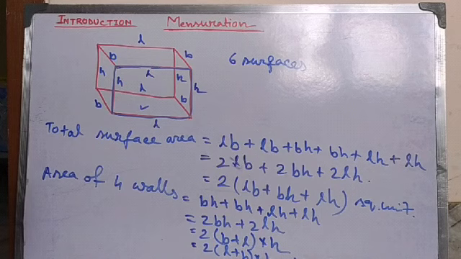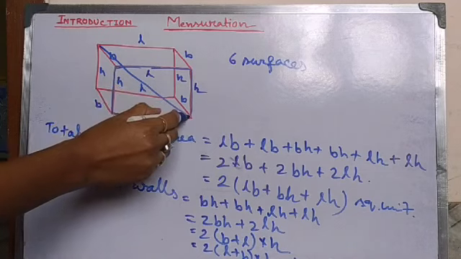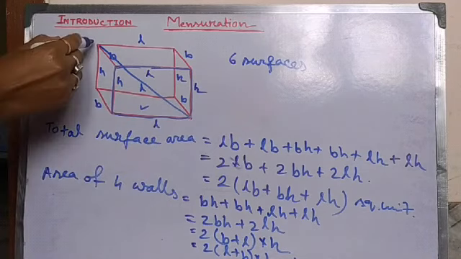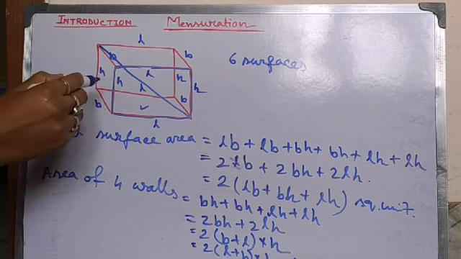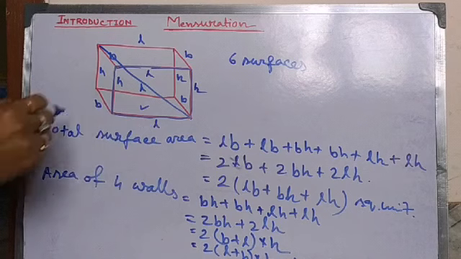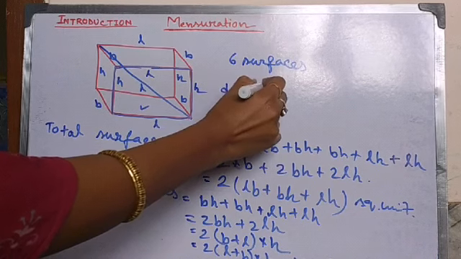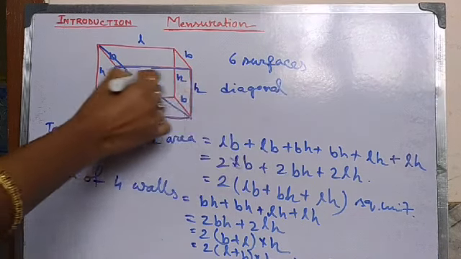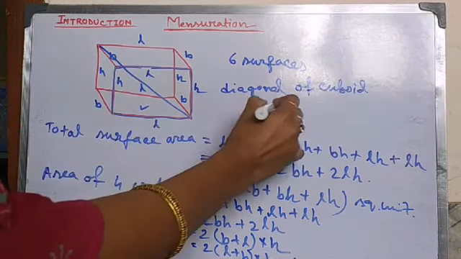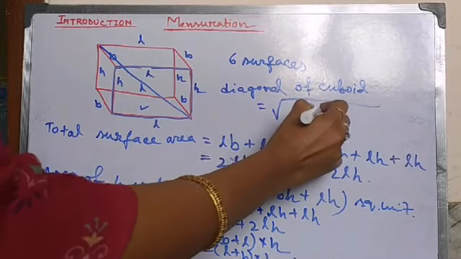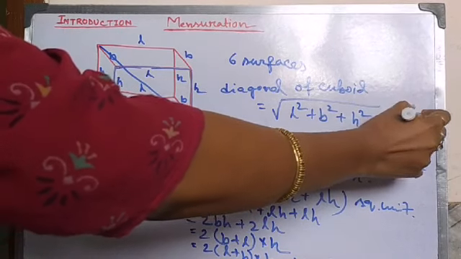Now if we find the diagonal of the cuboid, that means from this corner to this corner, height is also involved. That rectangle's diagonal we find out by L and B. Here height is also involved. That means the diagonal of this cuboid equals root over of L square plus B square plus H square. This is only unit.